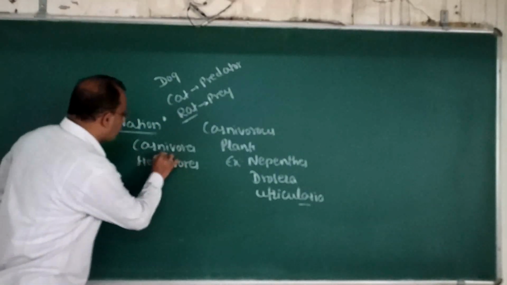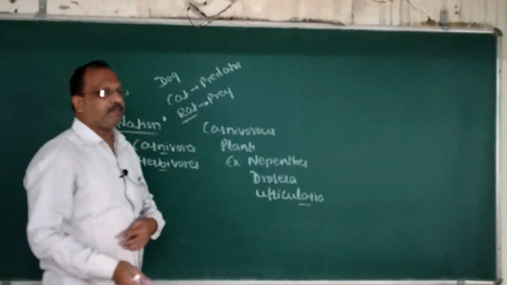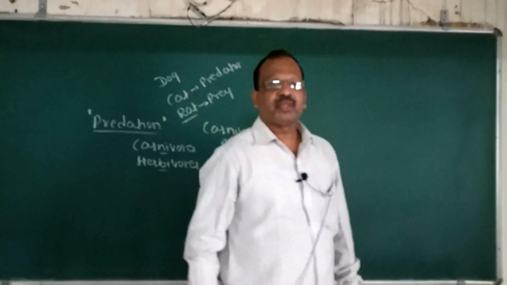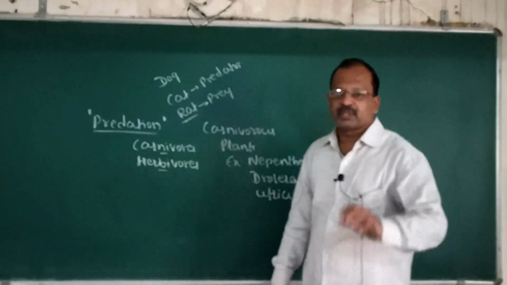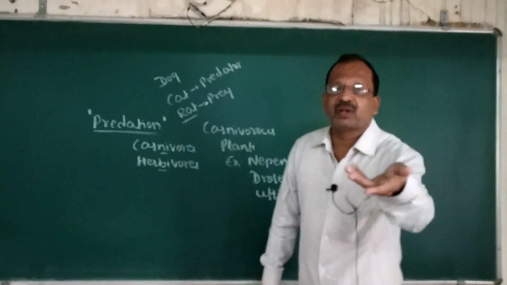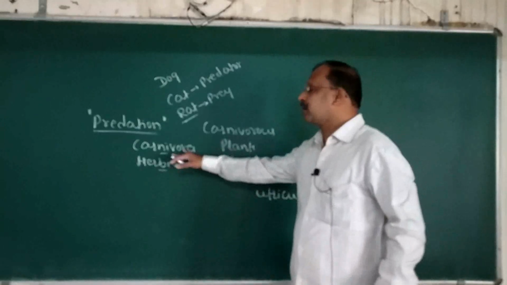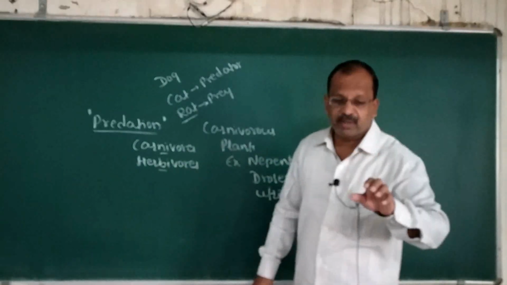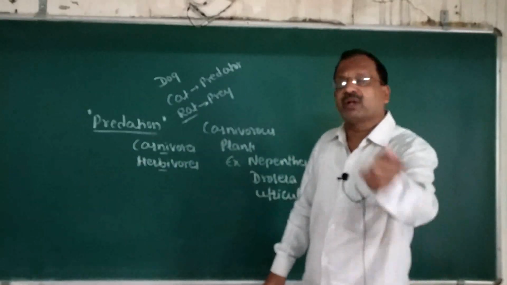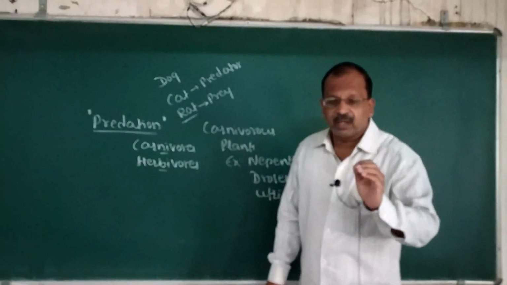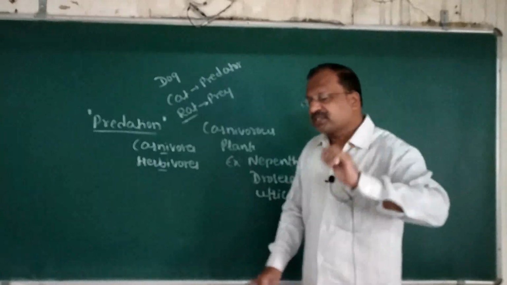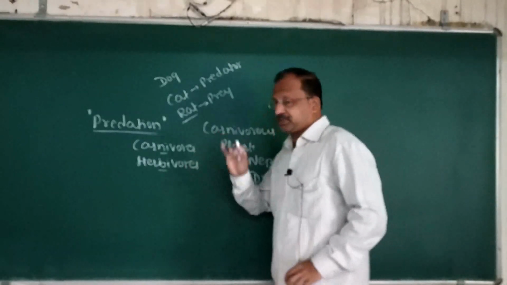Predator may be carnivorous or it may be herbivorous. You know already, since your lower classes you have come across these technical terms. The animals which feed on other animals are called carnivorous. The animals which feed only on plants are called herbivorous.